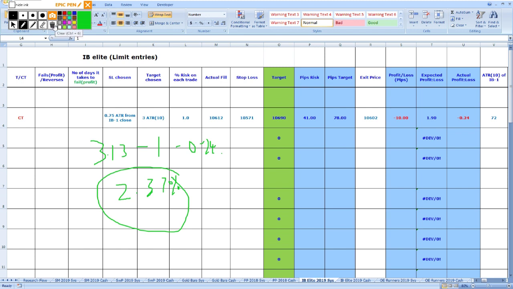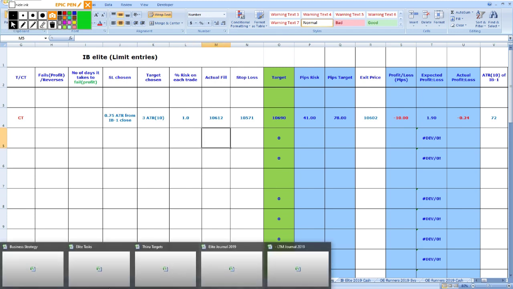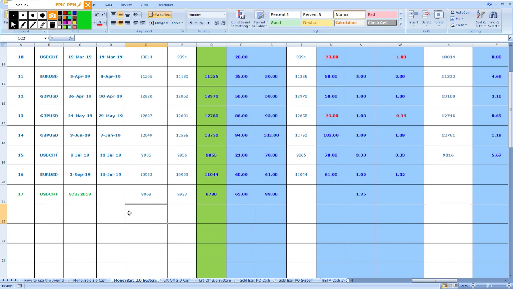Okay, so that's what we have in terms of the elite room, and that would equate to 53 pips altogether. In terms of the LTM, I think we've only had one trade so far, which was the money bar system, and that gave 1.02%. Every other strategy has been flat, no trades taken. 1.02%, 61 pips is what we got over here.